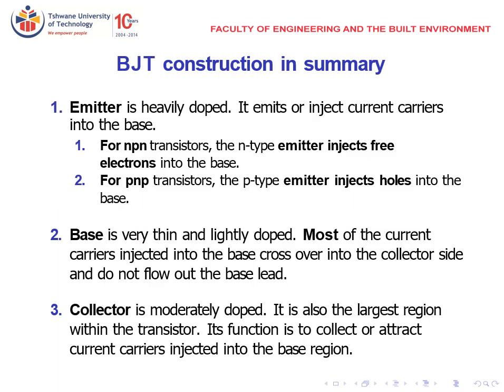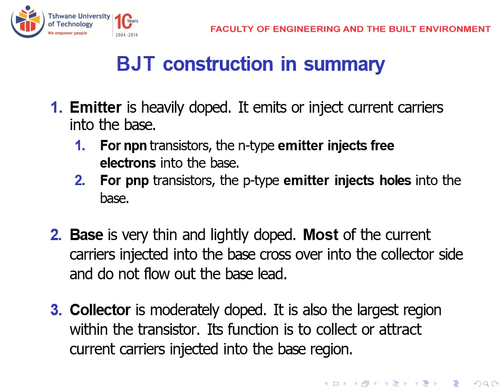BJT construction in summary: the emitter is the one that is heavily doped. It emits or injects current carriers into the base. For an NPN transistor, the N-type emitter injects free electrons into the base. For a PNP transistor, the P-type emitter injects holes into the base.